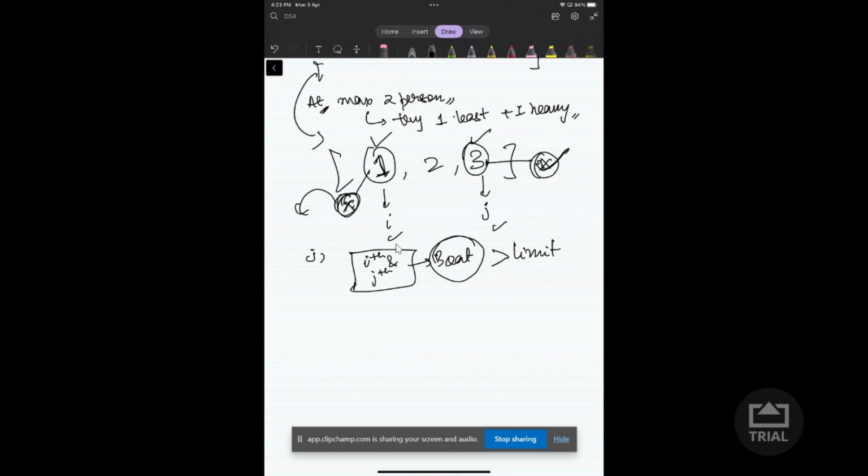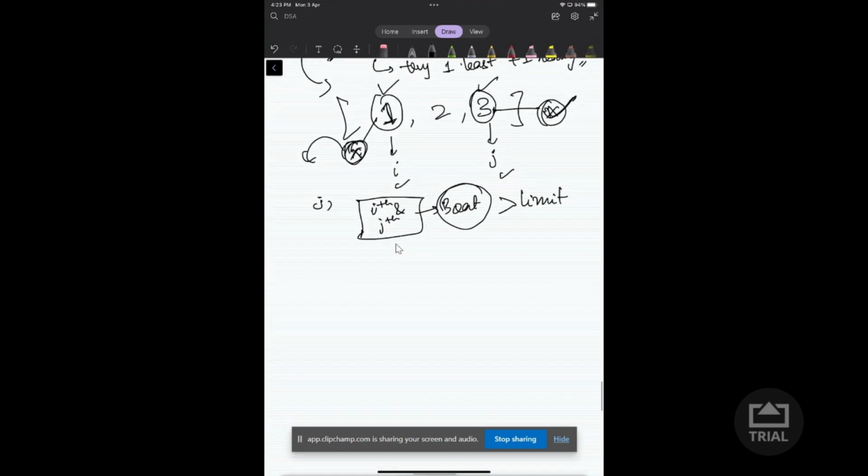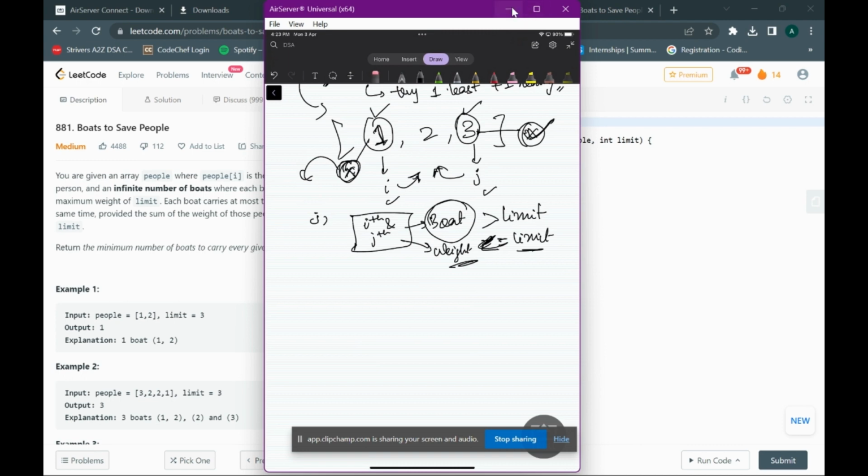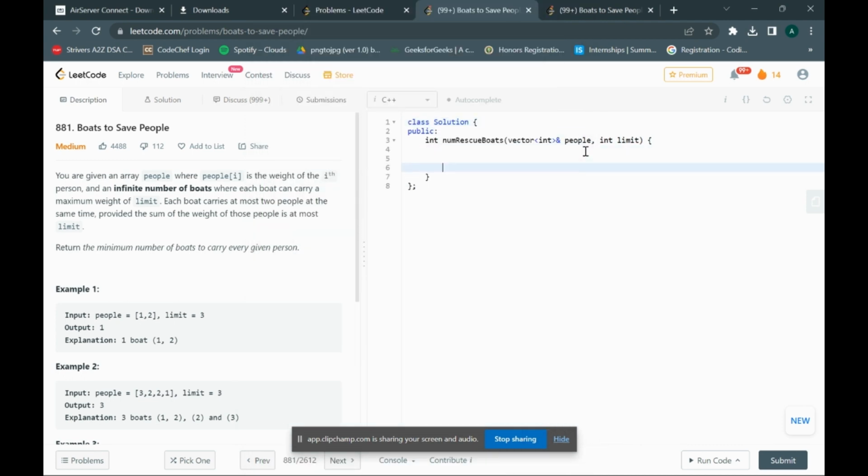So we'll take the heaviest person on board. And if the weight of both of them is under the limit, what we can do is we can just increment i and decrement j, moving both the pointers. So this was the intuition. So I'll be coding it.